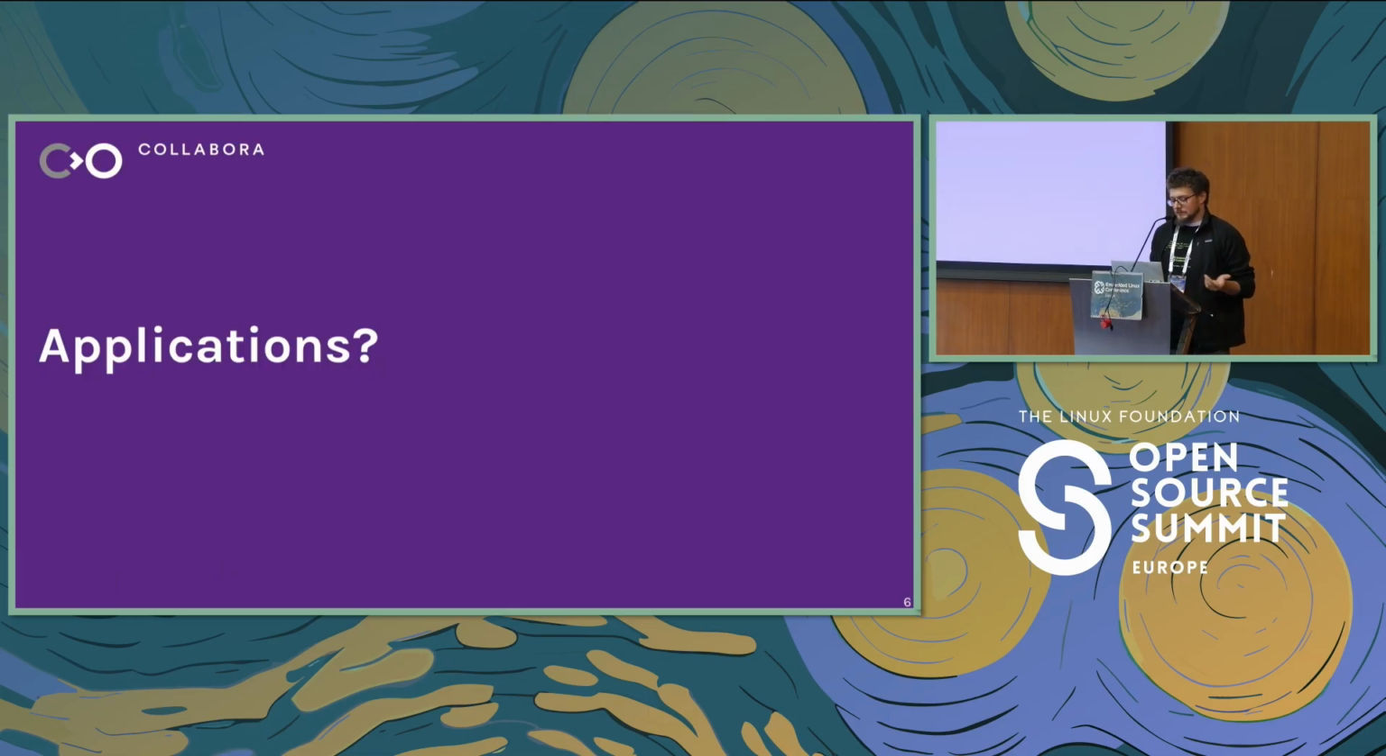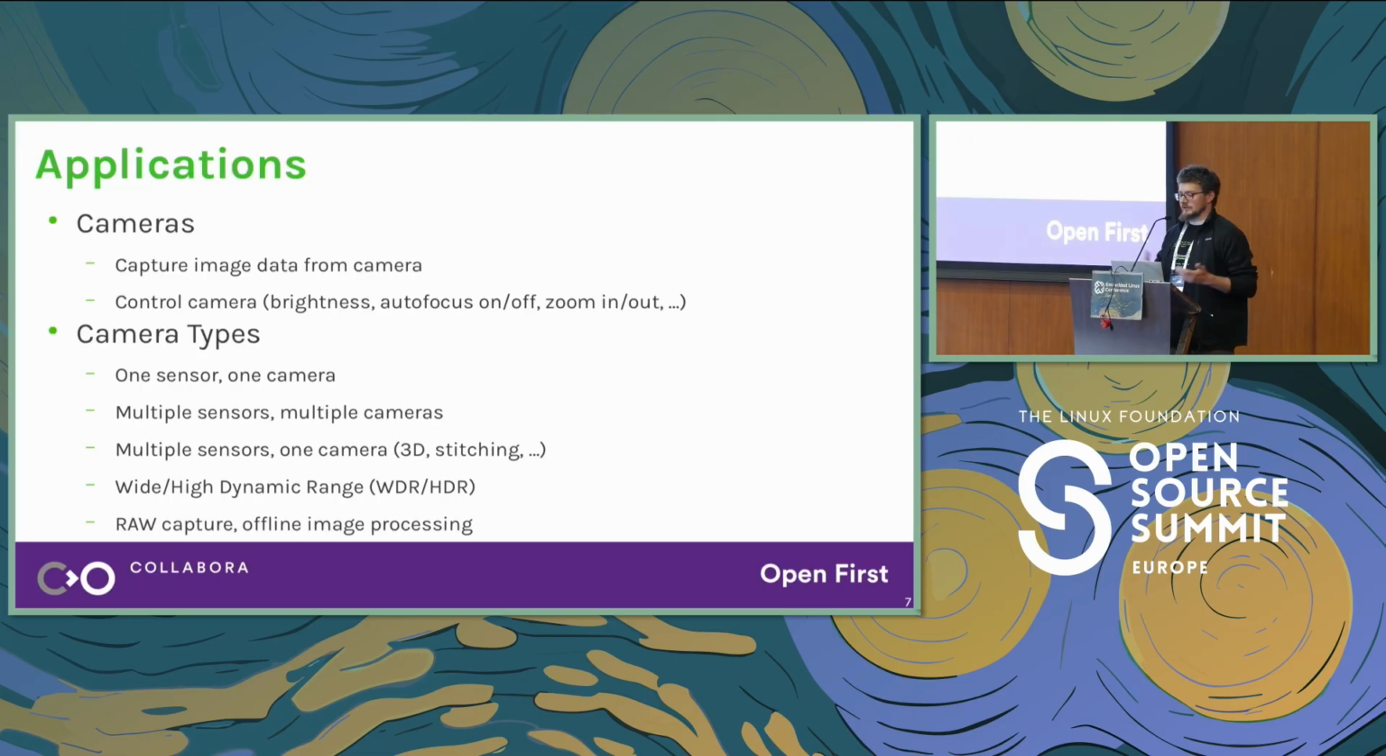So let's start with the applications. And of course, cameras are everywhere. It's, of course, capturing image data from a camera to memory, as I said. It's also about controlling the camera in terms of setting the brightness, turning autofocus on and off, maybe zooming if this is supported.